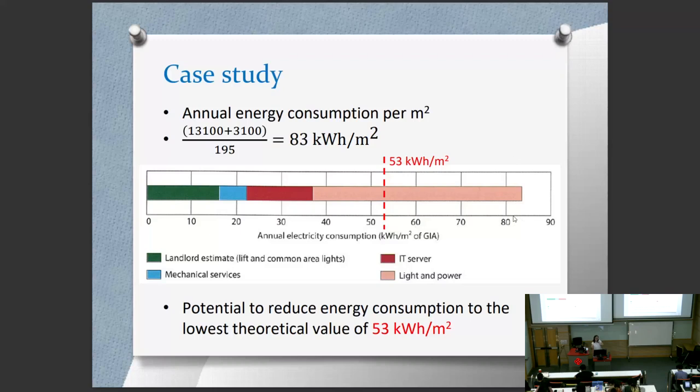Okay, so for this case study, maybe it is possible to reduce the energy consumption to 53 kilowatt hour per square meter. So if that is the lowest, then this is the potential to reduce the energy consumption to the lowest value.